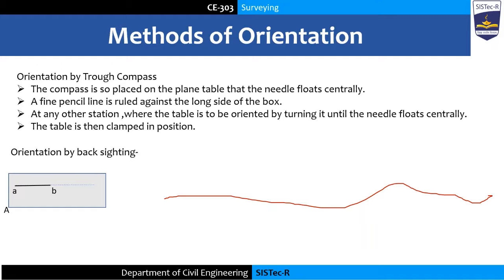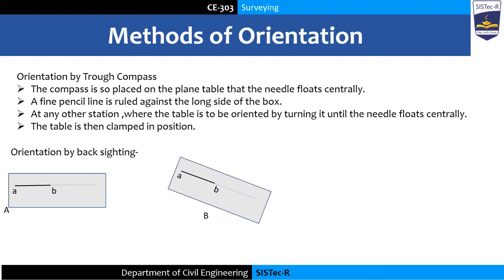Let us suppose point B is somewhere here. I have measured this line on the ground from capital A to capital B, and I have drawn this line on the paper to some scale. Then the line on the ground is capital AB, and on the paper I have got small ab. Then I will move my table to the point B. Suppose this is point B on the ground.